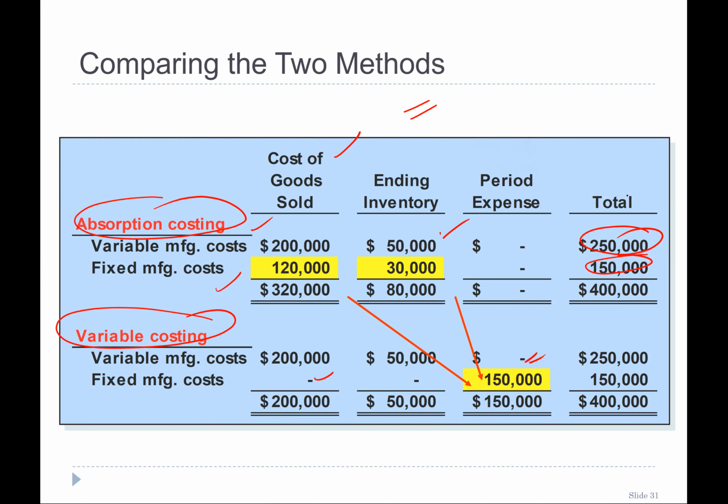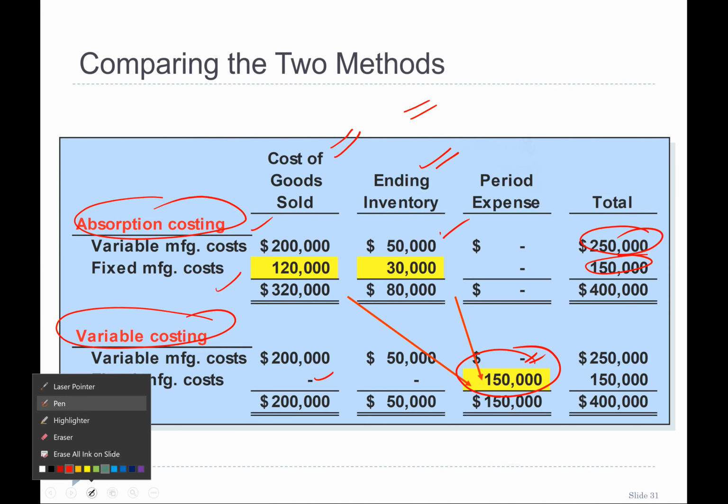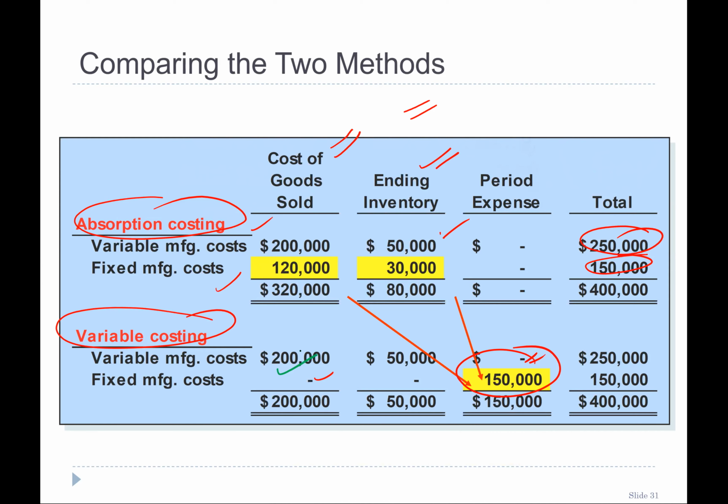If you see the total difference here, it is 150,000. And why is that? Because we excluded the effect of fixed manufacturing overhead. We did not include fixed manufacturing overhead in ending inventory, nor did we include it in cost of goods sold here in variable costing. So that's why the difference is 150,000, right?